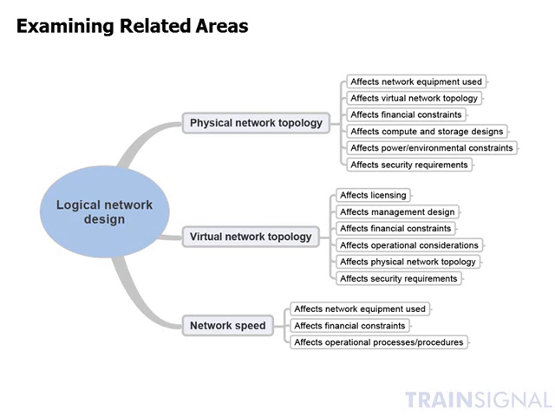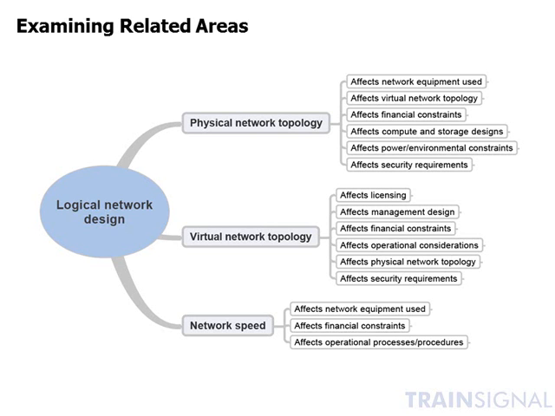For example, if you are looking at IP-based storage, then your physical network topology is obviously going to have a direct impact on your IP-based storage design. There are power environmental constraints and security requirements that will also come into play. Similarly, when we start discussing the virtual network topology, we can see some of the dependencies or relationships include effects on licensing, on the management design, on financial constraints, operational considerations, the physical network topology, and security requirements.